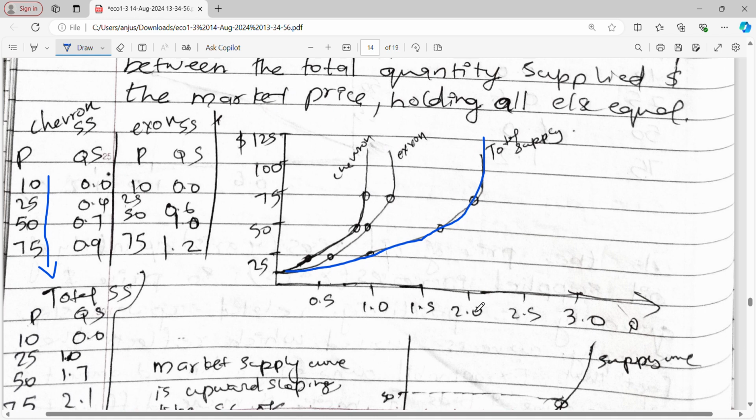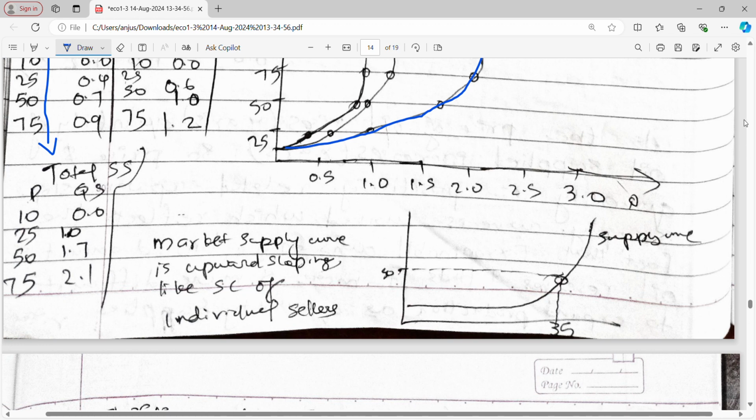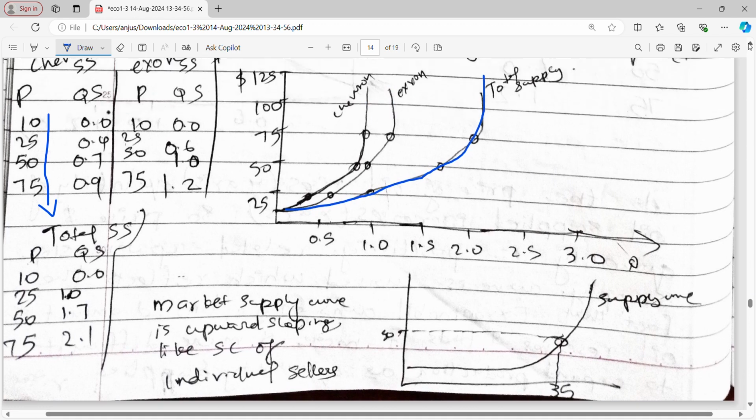Let's see where this meets. So we can see that the supply curve meets at 35 billion barrels of oil per year and $50, not million, $50 per barrel. So here it's the equilibrium quantity and equilibrium price.